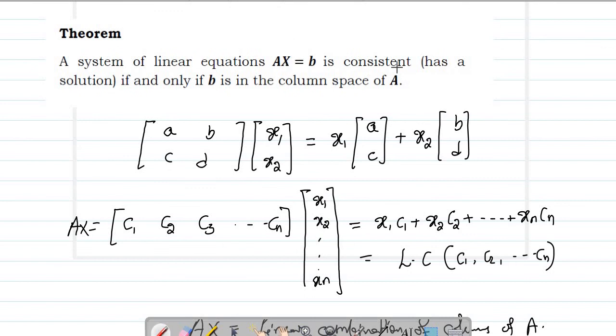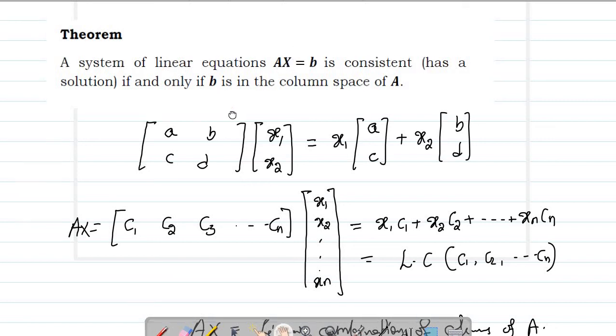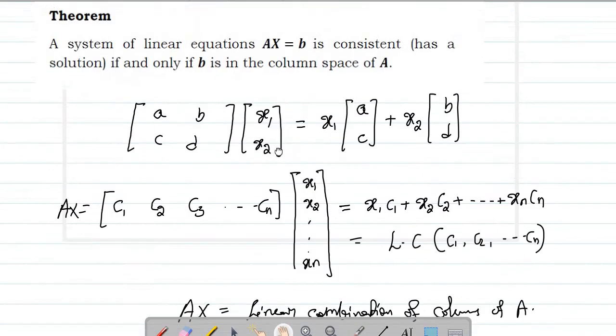So that is what this theorem says. If Ax = B is consistent, then definitely B is in the column space of A. It means B can be expressed as a linear combination of columns of A. Suppose B is in the column space of A, then Ax = B is consistent. Now let's look at a small problem.